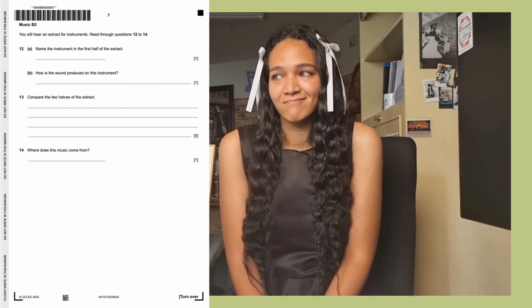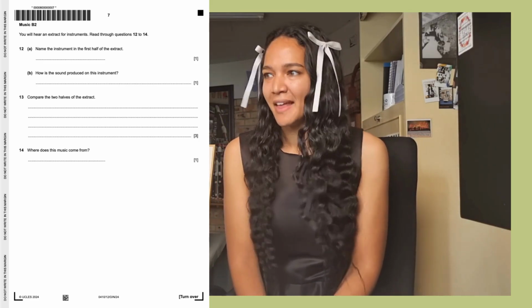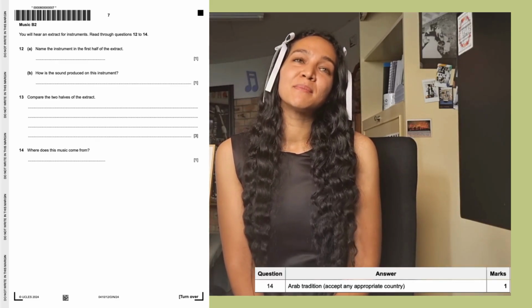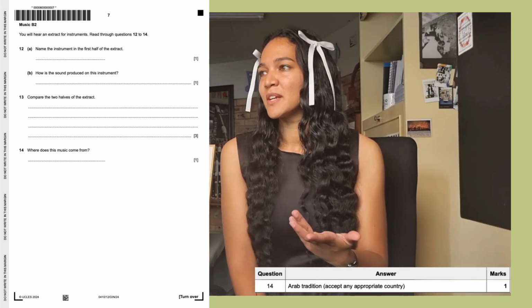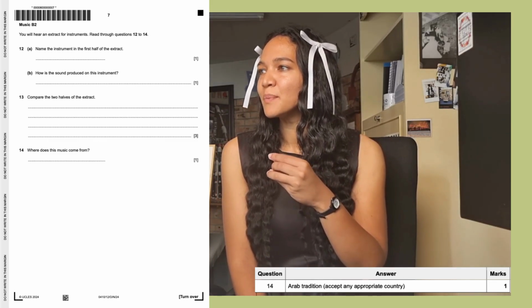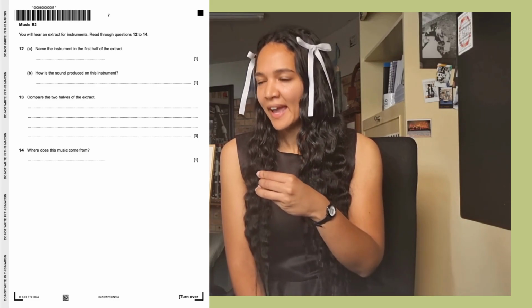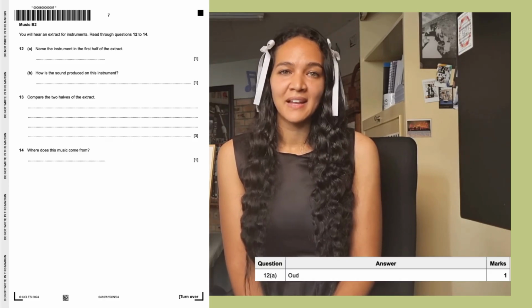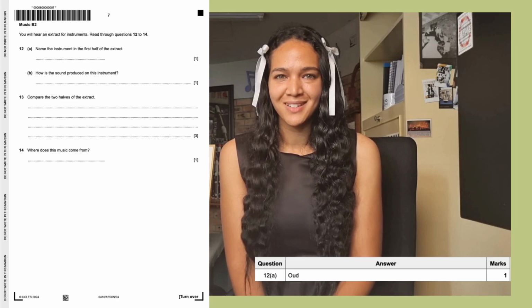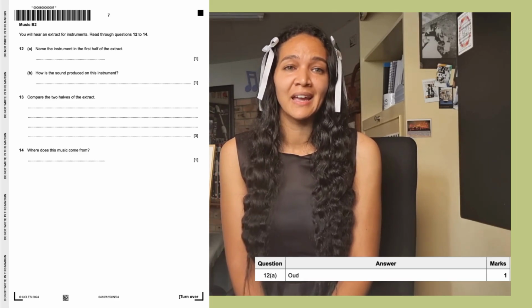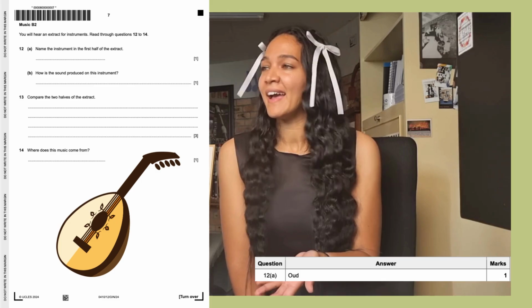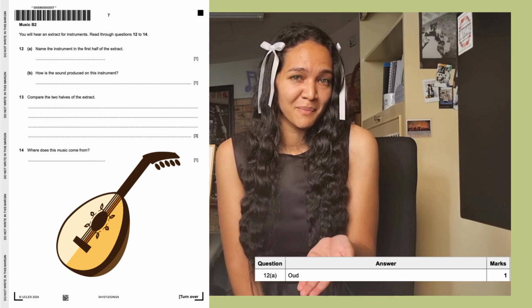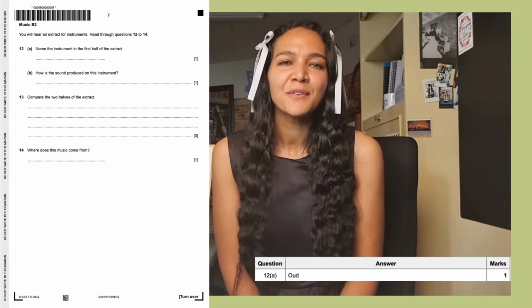So yeah. Anyway, that being said, question 14's answer is definitely Arabic. So it comes from Arab traditions, and this is an Arabic music example. The first instrument that we hear in the first half of the extract, I'm going back to 12a now, would be the oud. That is a very Arab string instrument. It looks very much like a Western lute. And yeah, the Western lute is definitely based on the idea of the Eastern oud, if you didn't know that before.